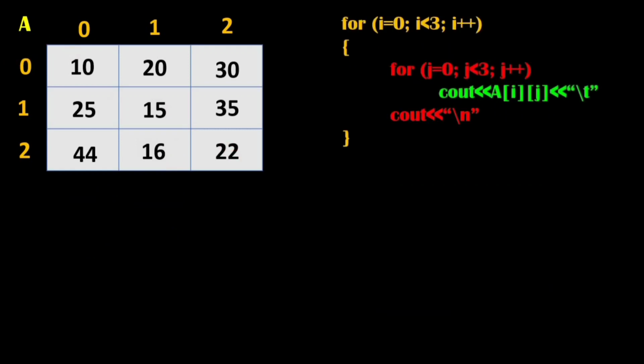Now let's learn how to print the elements of a two-dimensional array. So here we have the statements. There are two for loops, one for loop inside another for loop.